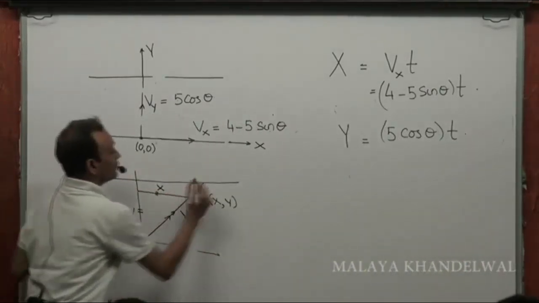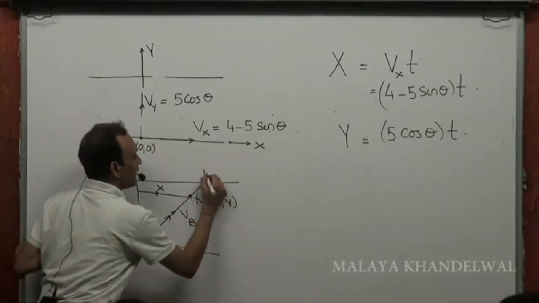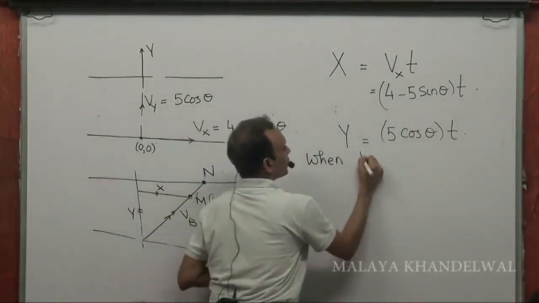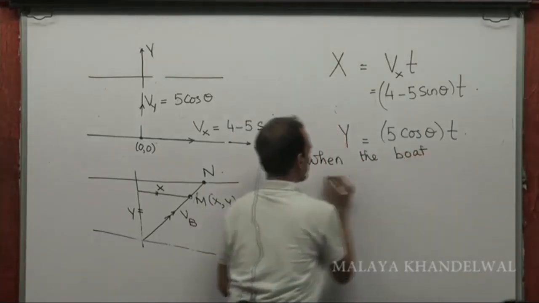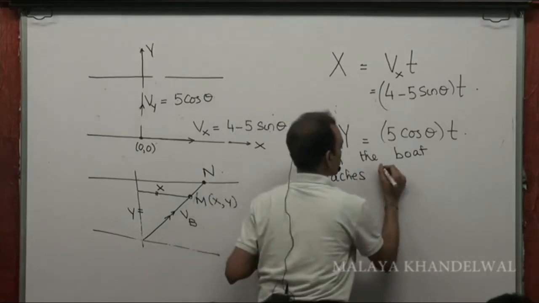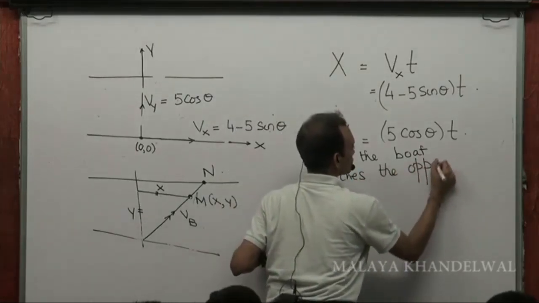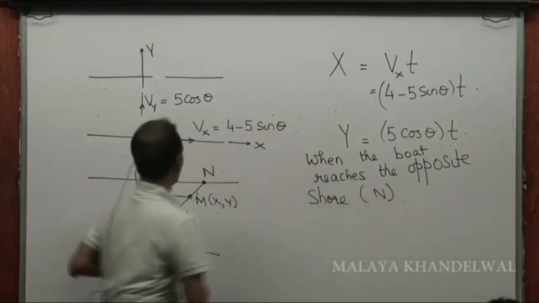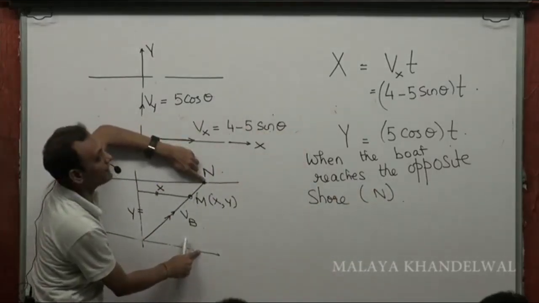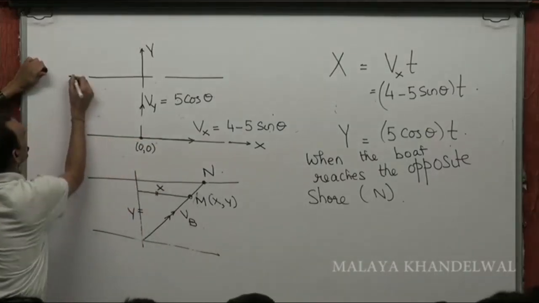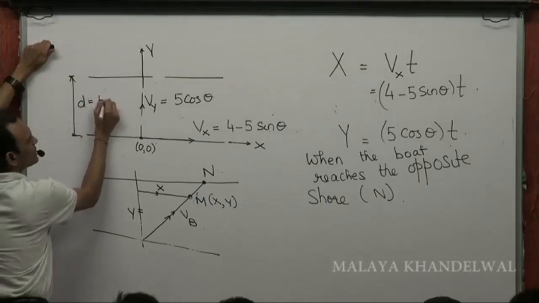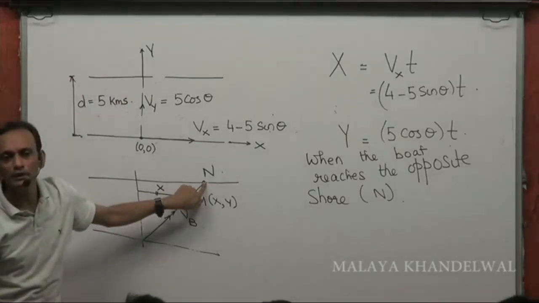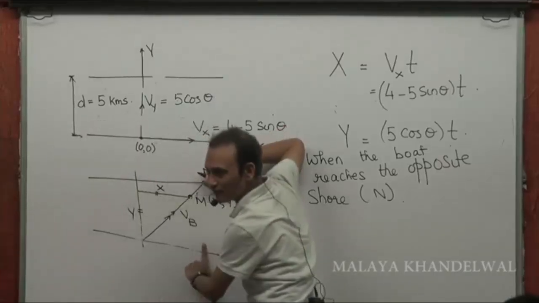Eventually, when the boat reaches a certain point on the opposite shore, let's say N, what happens to the displacement in the y direction? It will be d units, isn't it? On reaching this d, I wrote as what, some 5 kilometers, right? So on reaching N, what does y become? 5, right? Isn't it? Displacement in the y direction will become 5, right?